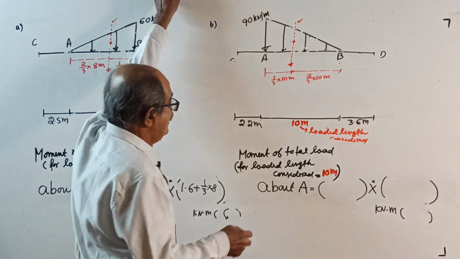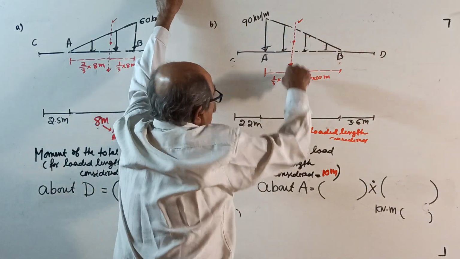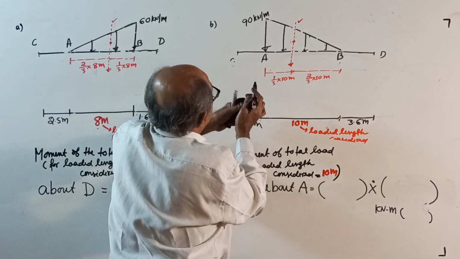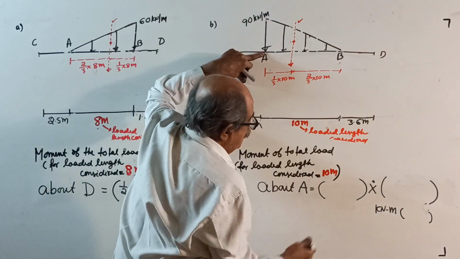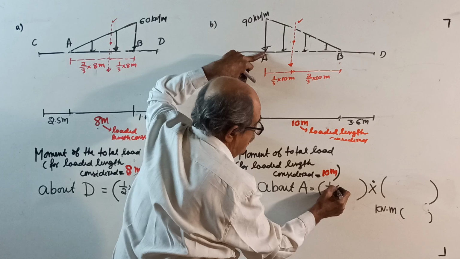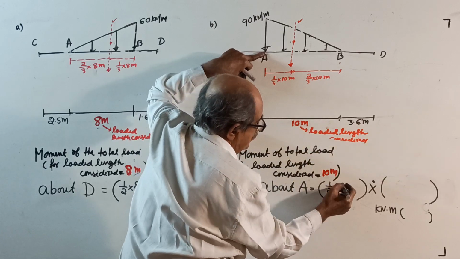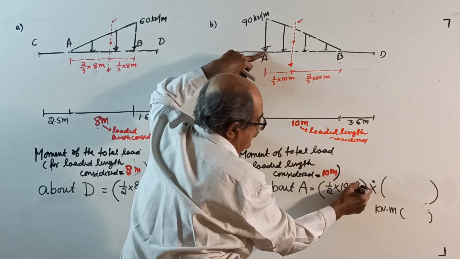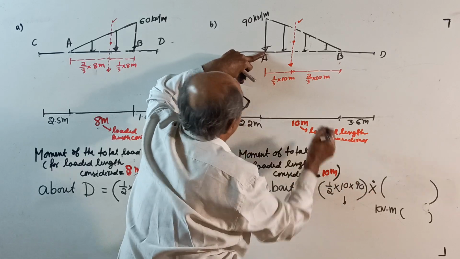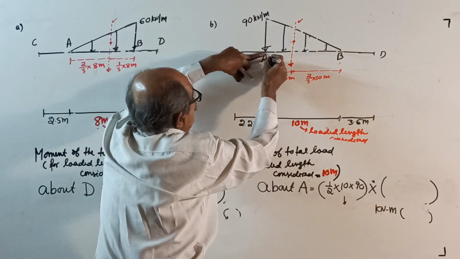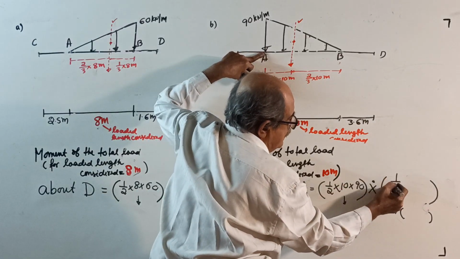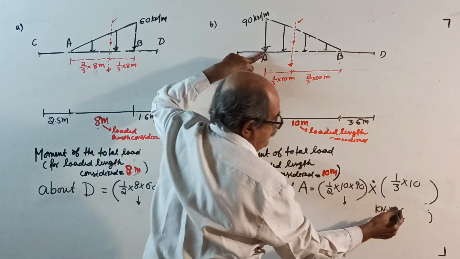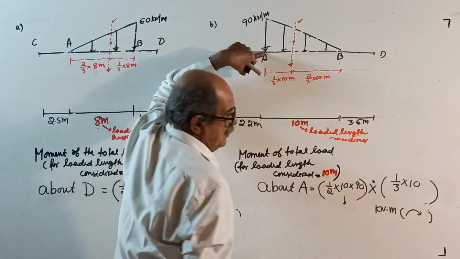Okay, start now, here. Moment of the total load about A. Now loaded length is 10 meter. Start about A. Total load half into 10 into 90 is the total load. Into about A 1/3 of 10. Clockwise. Kilonewton meter clockwise.